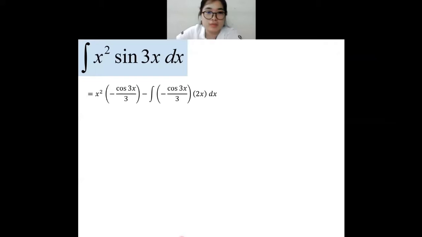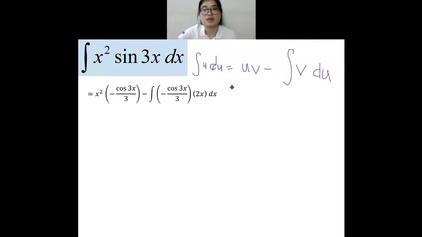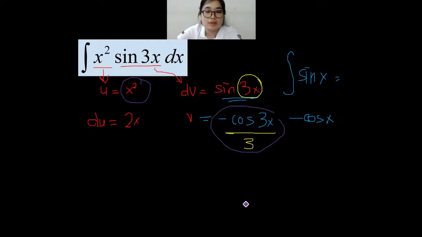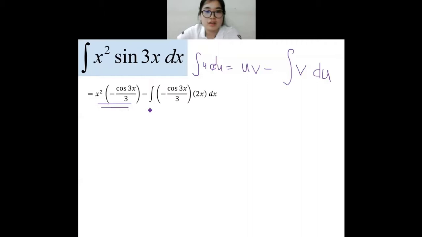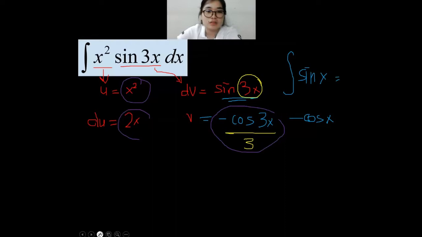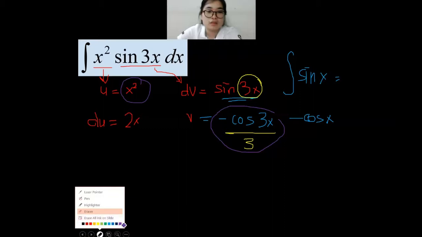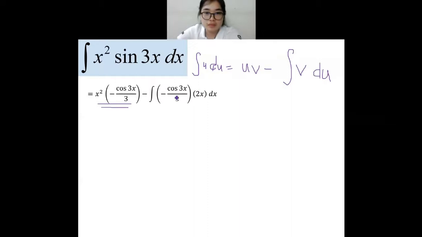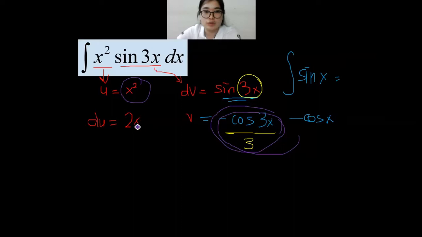Okay, using the formula just now, we will have u v minus integration of v and du, right? So from this formula we can get this. Just now this one and this one we times together, then we get this. And then we take this one again and times the du. This one and this one times together and we will get this.